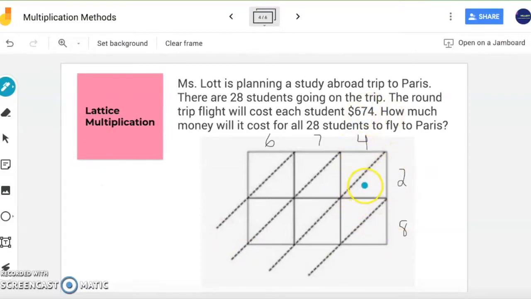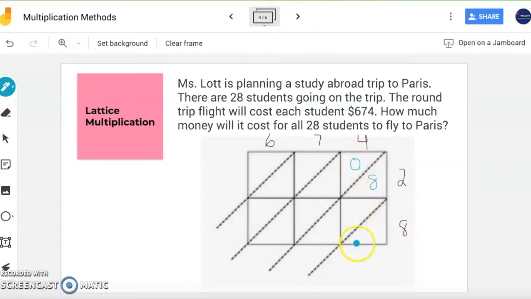Notice in this box here, above I see a 4, to the right I see a 2. So we're going to do 4 times 2 is 8. Since that's a single digit number, I'm going to put the 8 in this first part of my box, ultimately representing the ones place, and I'm going to put a 0 in the second part of the box, representing the tens place.